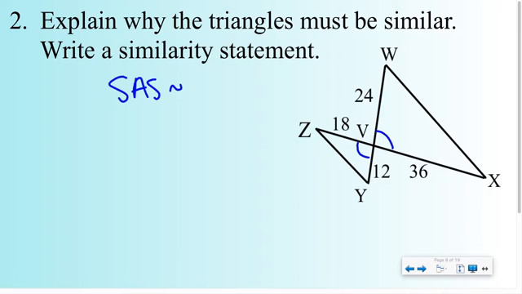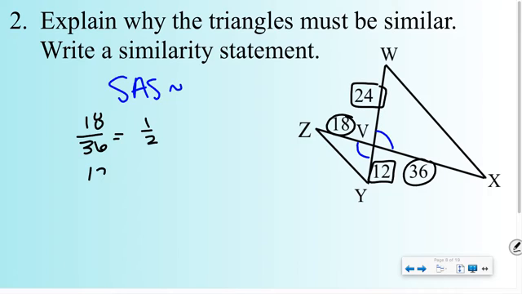I'm going to start with 18. On my tiny triangle, is 18 the bigger or the smaller of the 2 sides? Bigger. So should I go with 24 or 36? 36. So we're going to write 18 over 36, which would reduce to 1/2. Good. Then check your other ones. 12 would correspond with 24. 12 over 24 reduces to 1/2. So are my 2 sides proportional? Yes.